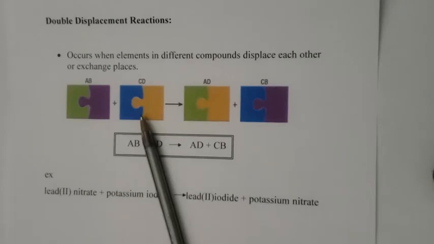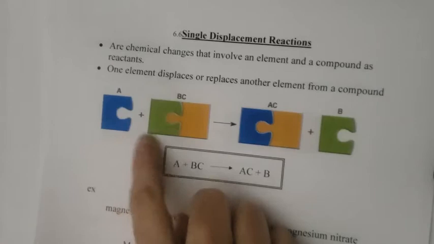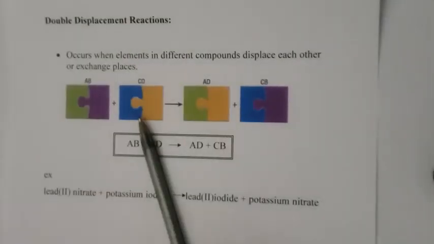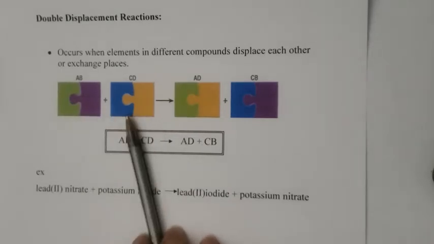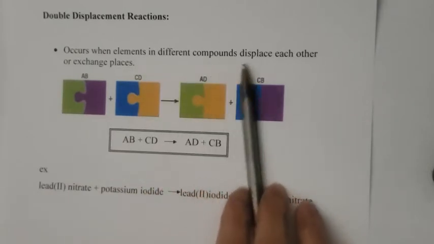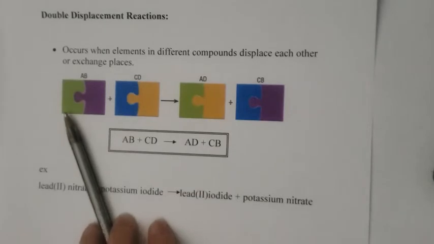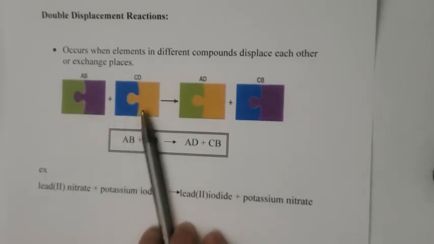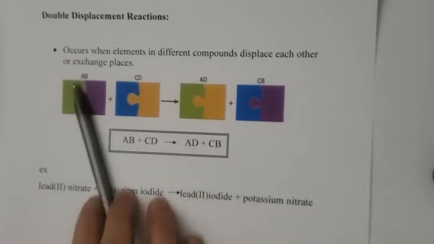So the difference between single displacement and double displacement is in single displacement you have a single element in a single compound. In double displacement you have double the compounds. You have two compounds that want to trade spots. So it occurs when elements in different compounds displace each other or exchange places. So here the purple and the yellow have just switched spots. That's all when I look at these little puzzle pieces.